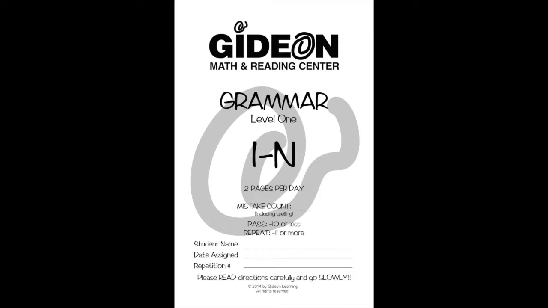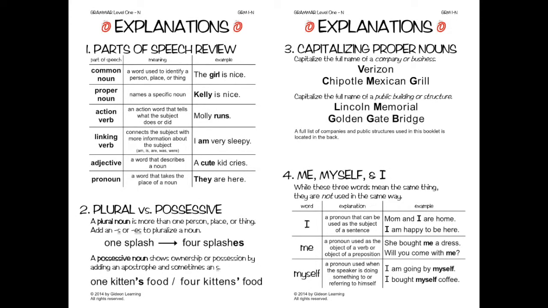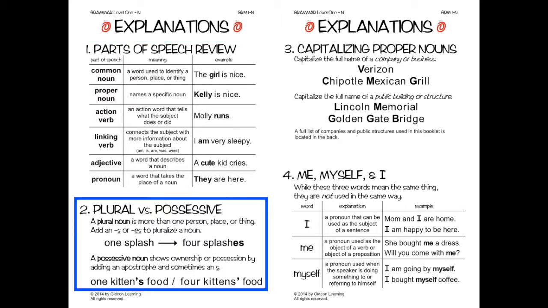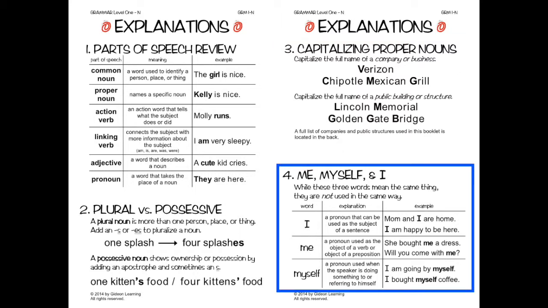Welcome to Gideon Grammar Booklet Level One-N, where the student should complete 2 pages each day. In this booklet, the student will review parts of speech, compare plural and possessive nouns, capitalizing proper nouns, and telling the difference between using me, myself, and I.